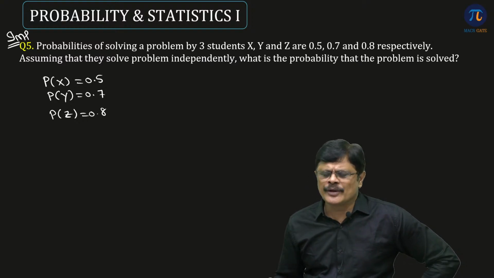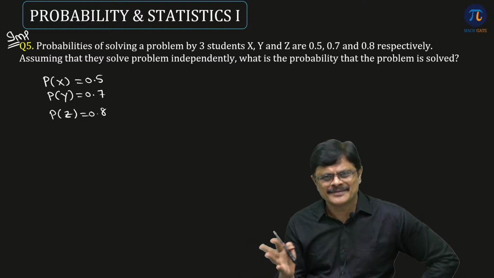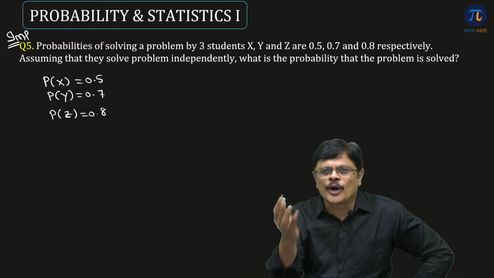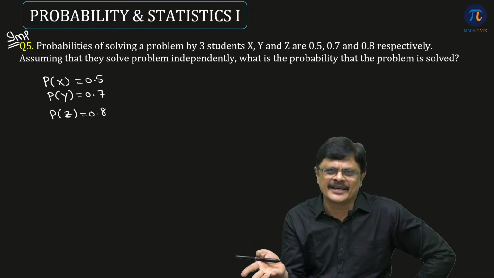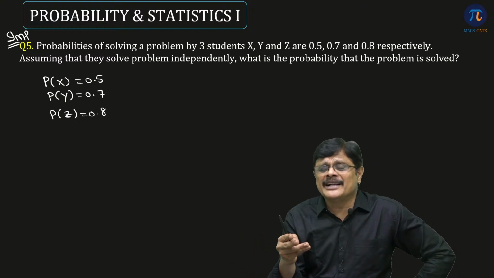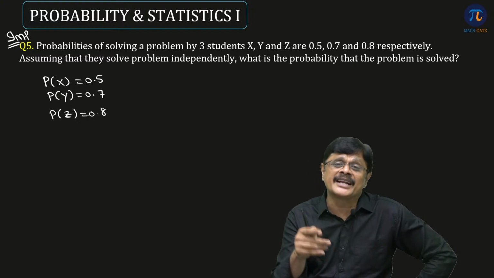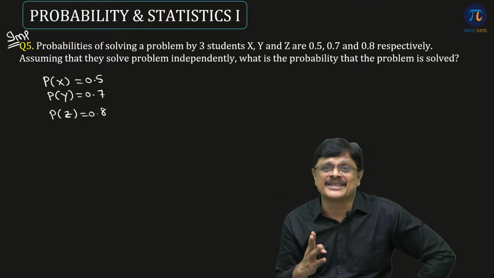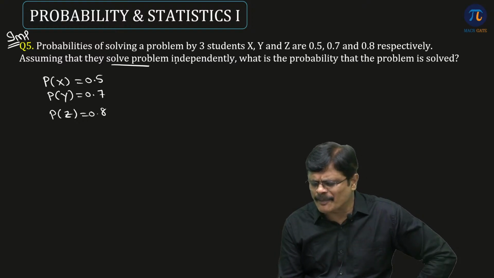Generally, if nothing else is given, we take our common sense in such cases that people solve problems independently. Independence is generally not mentioned; if they were dependent, it would have to be mentioned, along with the dependent probabilities. Please note that. Am I clear? So, assuming that they solve the problem independently.